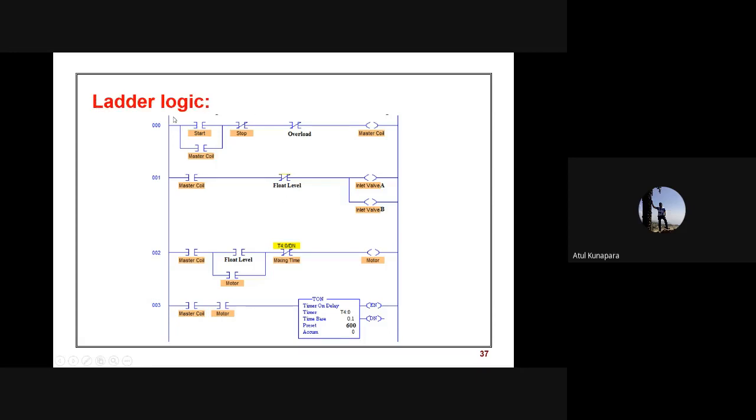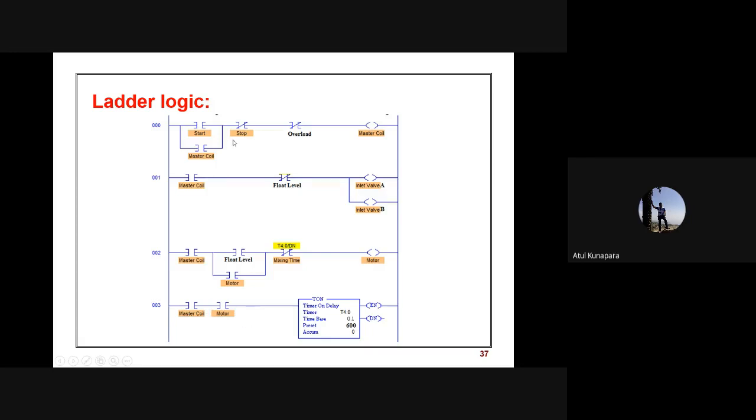So here you can see, in ladder logic, on the left side the numbers 000, 001, 002, 003. This is called the rung number. So this part, 000, is called one rung of the ladder logic. Similarly, 001 is another rung, then 002 and 003 in sequence.